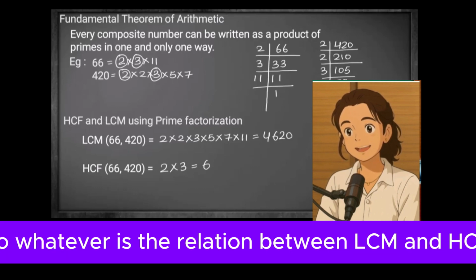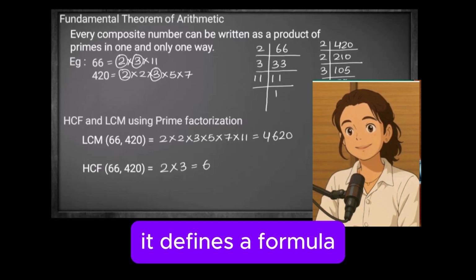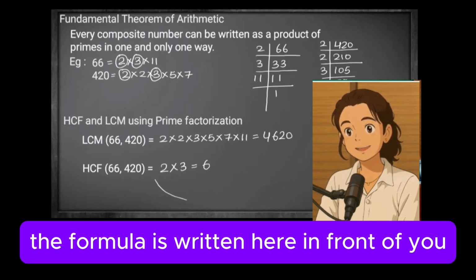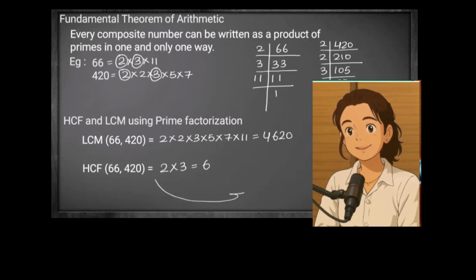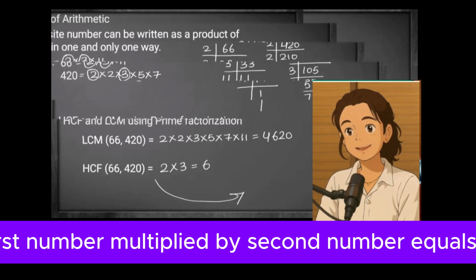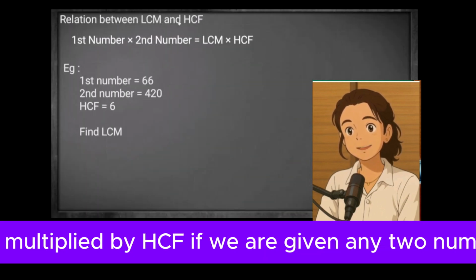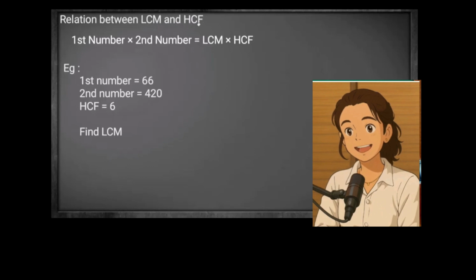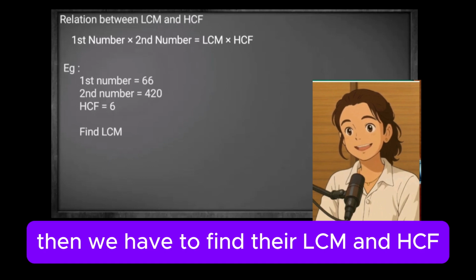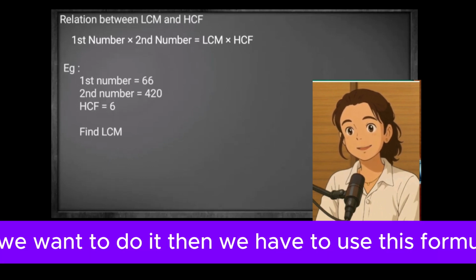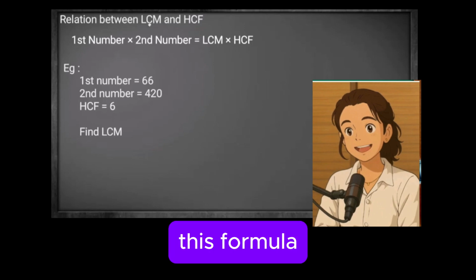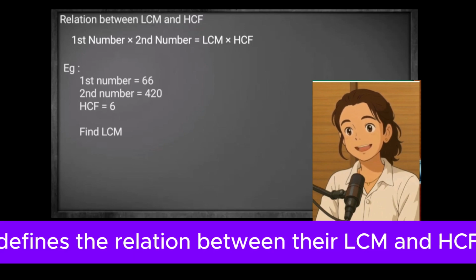Whatever is the relation between LCM and HCF, it defines a formula. The formula is written here in front of you. First number multiplied by second number equals LCM multiplied by HCF. If we are given any two numbers and we want to find their LCM and HCF, then we have to use this formula. This formula defines the relation between their LCM and HCF.